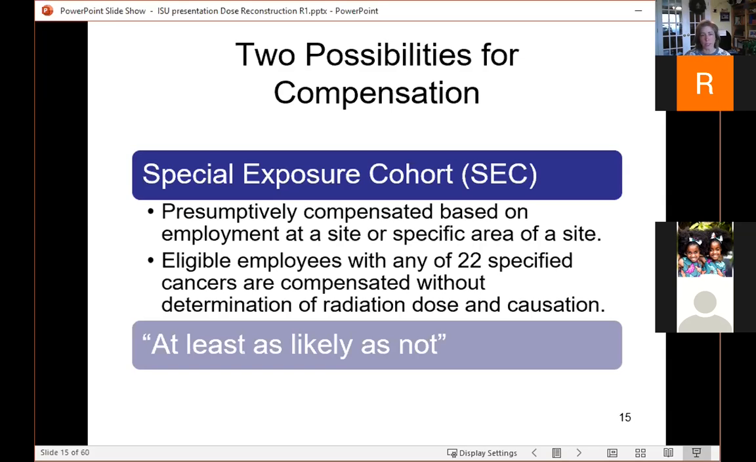The other possibility is, "at least as likely as not," that's in quotes because that's how it's stated in the Act, and that is based on a dose reconstruction.